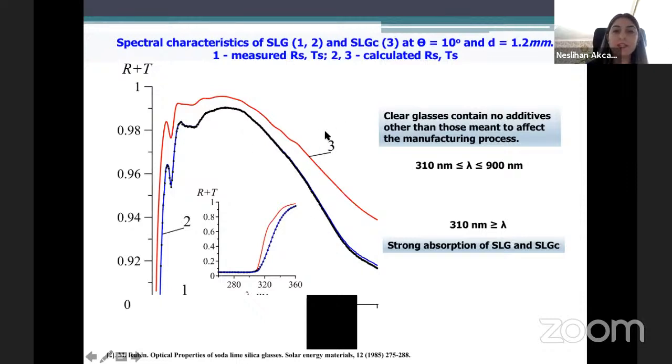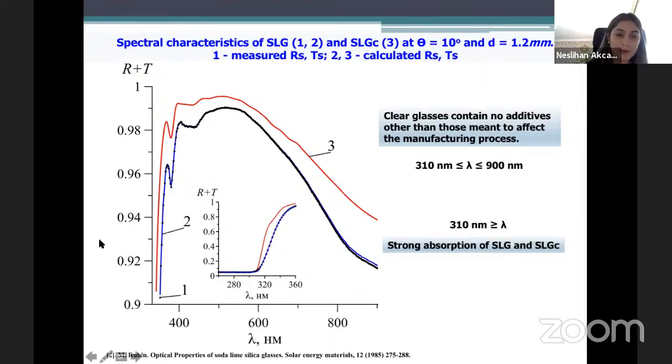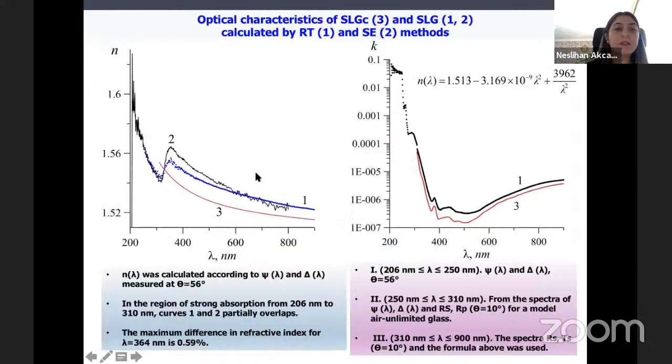Here you see 3 corresponds to clear soda lime glass substrates, and as you see in the figure inside, the soda lime glass substrates in our studies have strong absorption, and calculated and measured values overlap very well for our substrate. So here you see the optical characteristics of SLC and SLG by using 2 different methods, spectrophotometer and ellipsometric analysis.